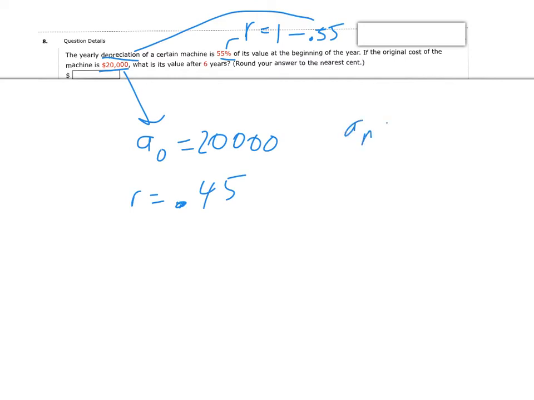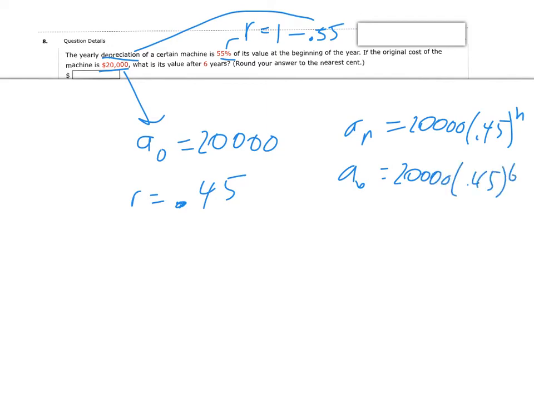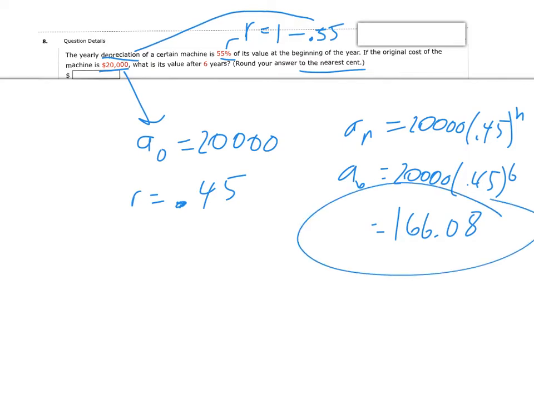So then I'm going to say a sub n equals 20,000 times 0.45 to the power of n. Since I have my a sub 0 up here, my exponent is just n. So for 6 years later, I got 20,000 times 0.45 to the power of 6. I type that in my calculator, and it does say round to the nearest cent, so 166.08 is going to be my answer for that one.